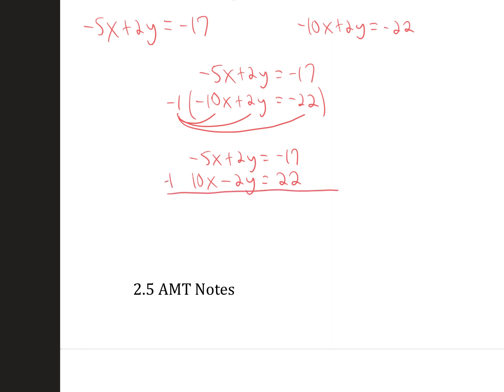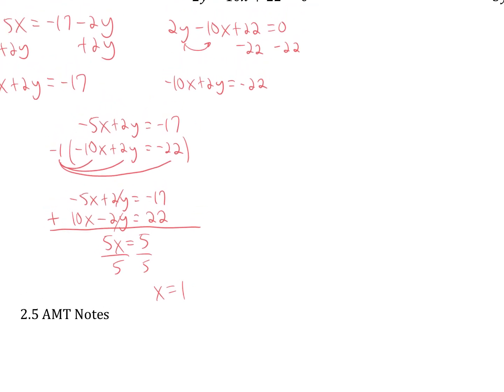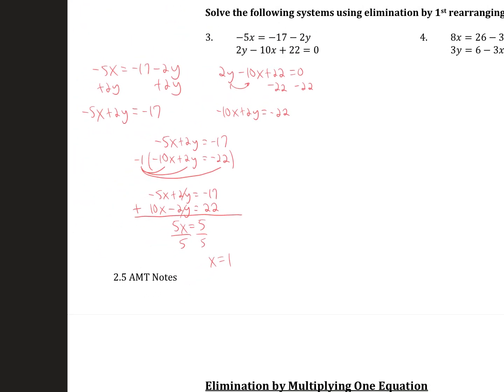All right, so now we add straight down. The two y's are going to cancel. We get 5x equals what? 5. Divide by 5. We get x equals 1. Are we done? Not quite. But we can actually plug into any equation we want. It doesn't have to be one of the original equations.